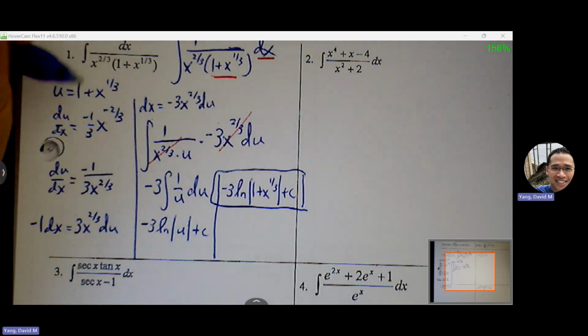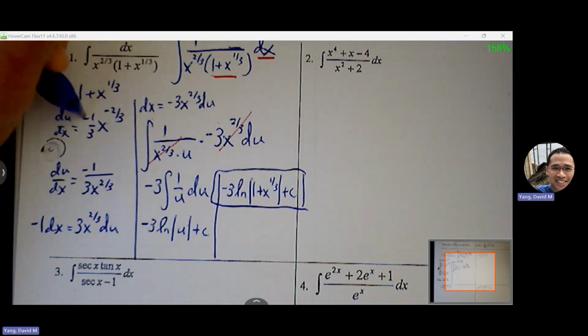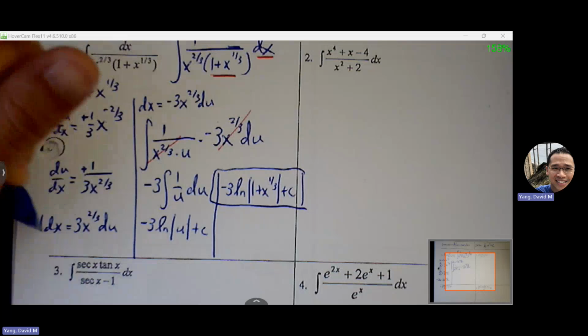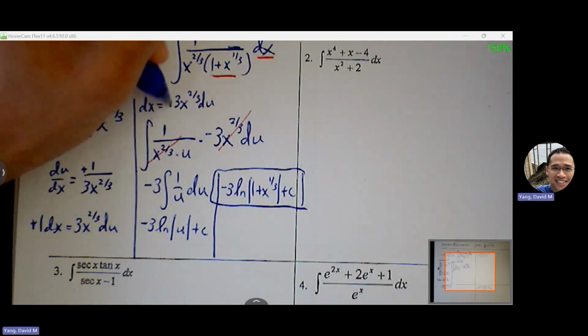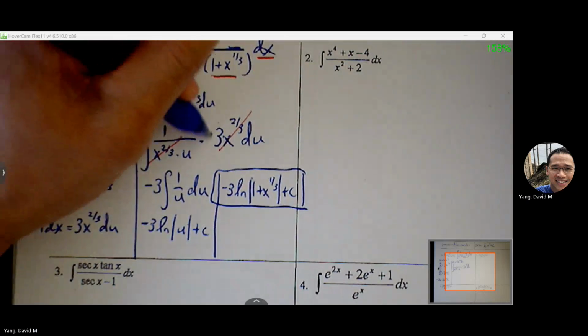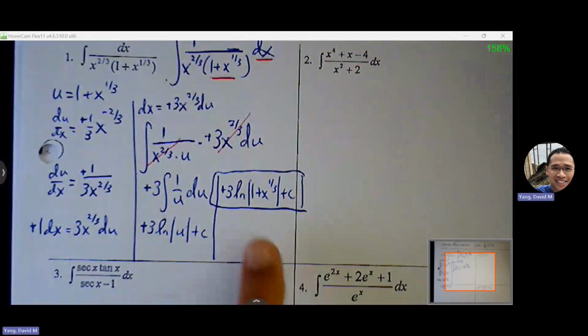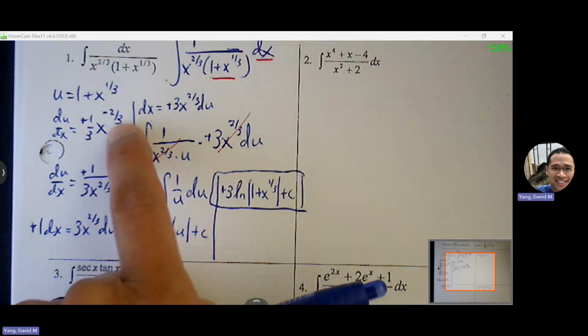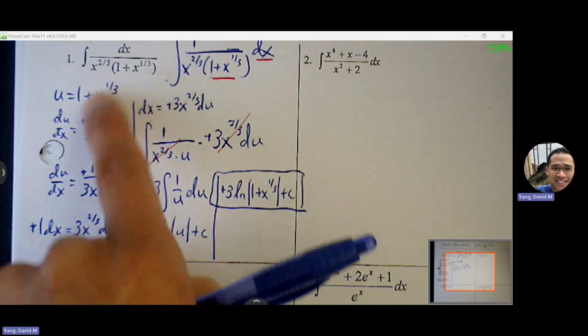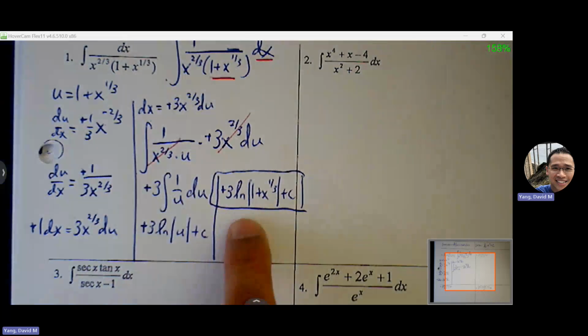Oh, I messed up here. I don't know why I put that negative there. It should be a positive 1/3. There's no negative here. Sorry about that. The negative exponent shows up after the derivative, not before. So it's just 1/3 x to the -2/3.